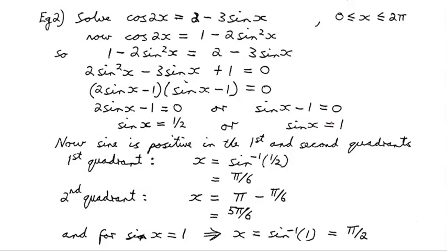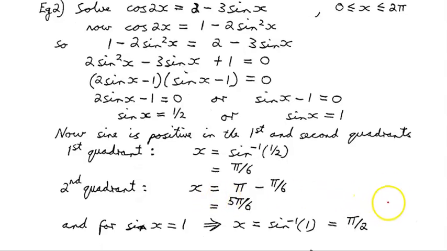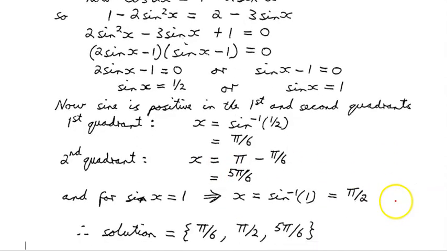Now sine is positive in the first and second quadrants, moving from our circle above. In the first quadrant, x equals inverse sine a half. Well, that gives us pi on 6 from our exact ratios. In the second quadrant, x is pi minus theta, pi minus pi on 6, which is 5 pi on 6. All right, and so we have 2 solutions there already, from one of the factors.